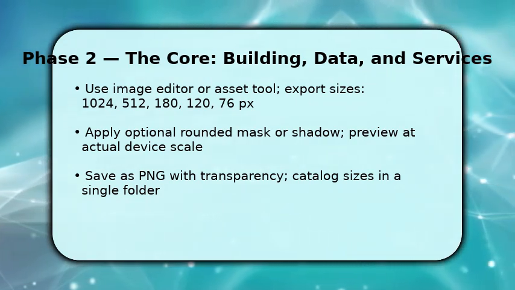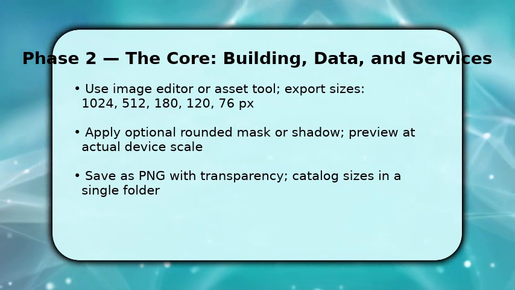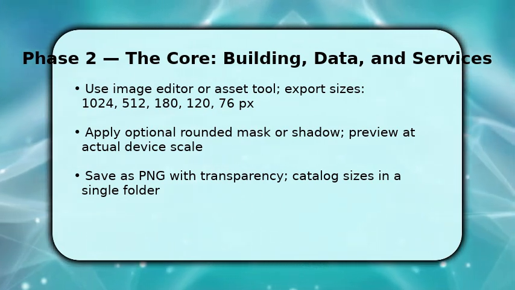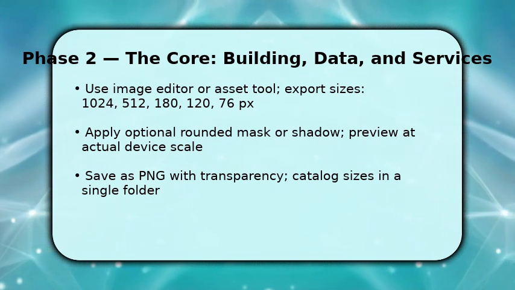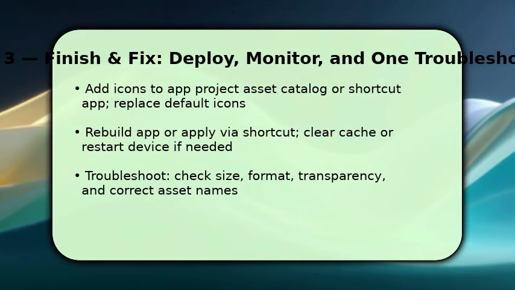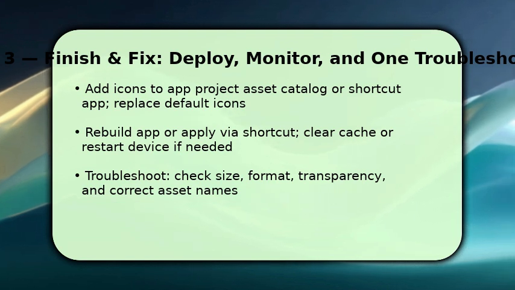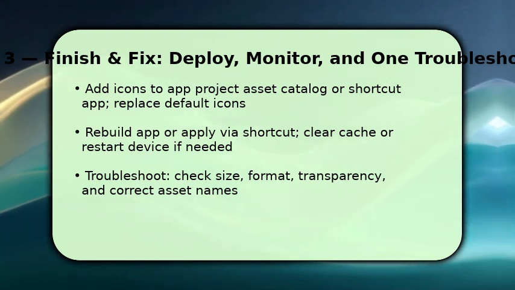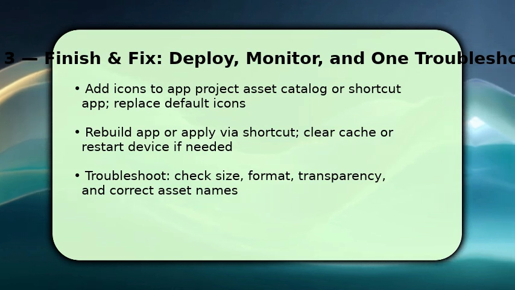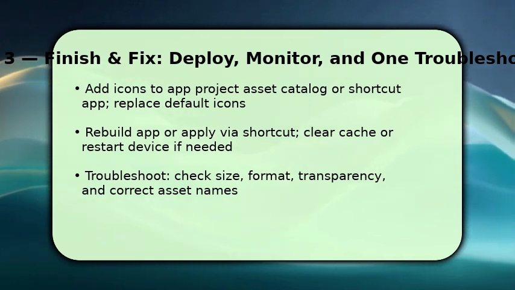Finish by adding the icon assets to your app project or using the shortcut app to assign the image as a home icon. For native apps, place files in the asset catalog and update the manifest, then rebuild and install. For shortcuts or launchers, select the PNG and confirm. Once done, clear cache or restart the device if the old icon persists.